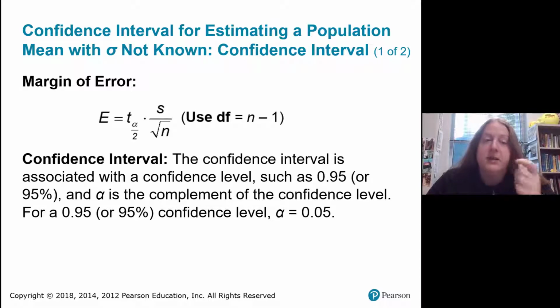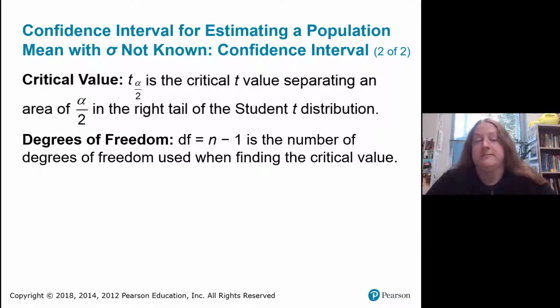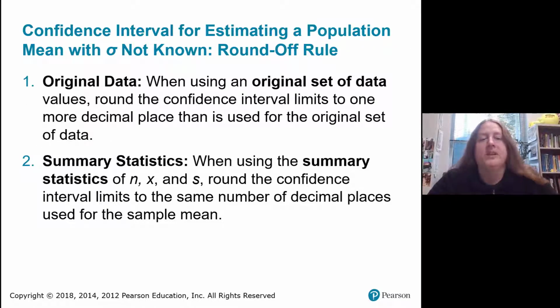So let's talk about what this t sub alpha divided by 2 is. Well, it's called a critical value. It's a critical t value that's separating an area of alpha divided by 2 in the right tail of the student t distribution. Again, we'll come back to that in a minute. Degrees of freedom is something that we're going to need to deal with. Degrees of freedom, we write it as df for short, and it is the number of degrees of freedom used when finding our critical value. We'll talk a little bit more about what that is a little bit later.